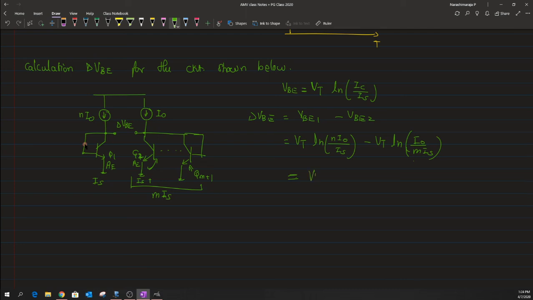We can pull out the term Vt in common, and cancel out some of the common terms, and when we do all this math we end up with something like this: Vt into ln of n times m. Here m is the number of transistors, and n comes from the different collector currents of the Q1 and Q2 structure. I hope writing this expression is pretty straightforward. So this is equation number 1, and let us do a second example.